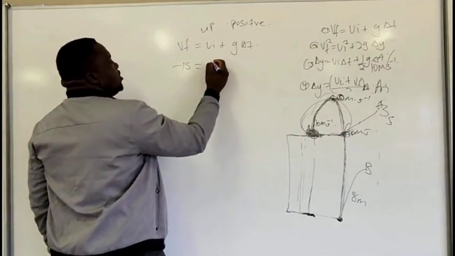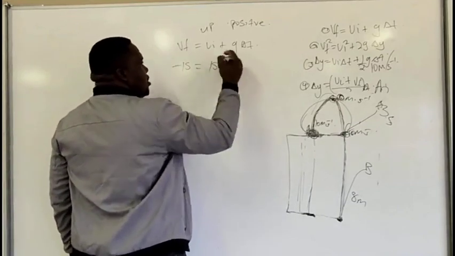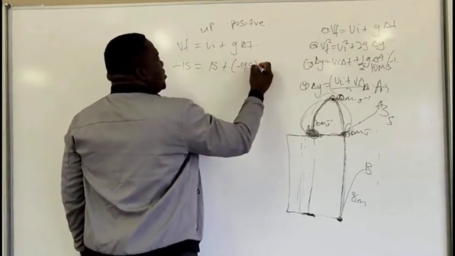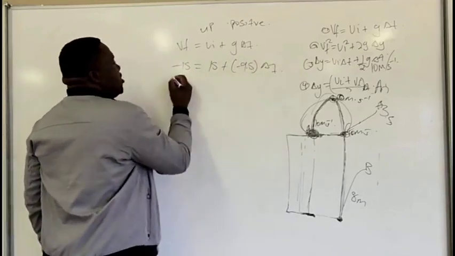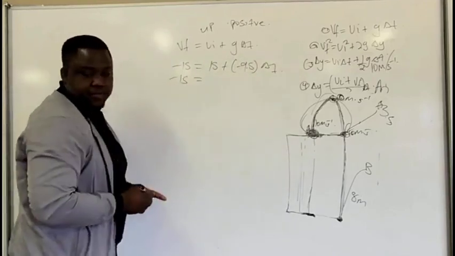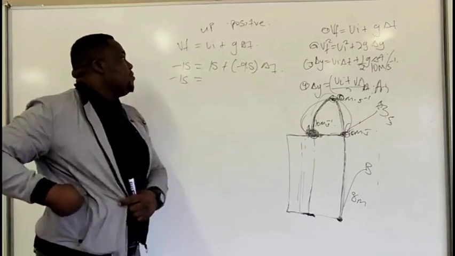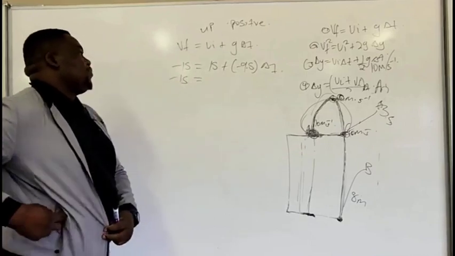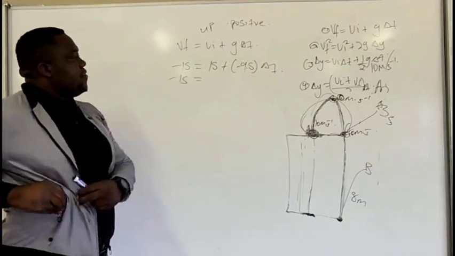Then the initial velocity will be 10 plus negative 9.8, then we have the change in time. Understand? We're going to have negative 10, whereby we need to multiply.